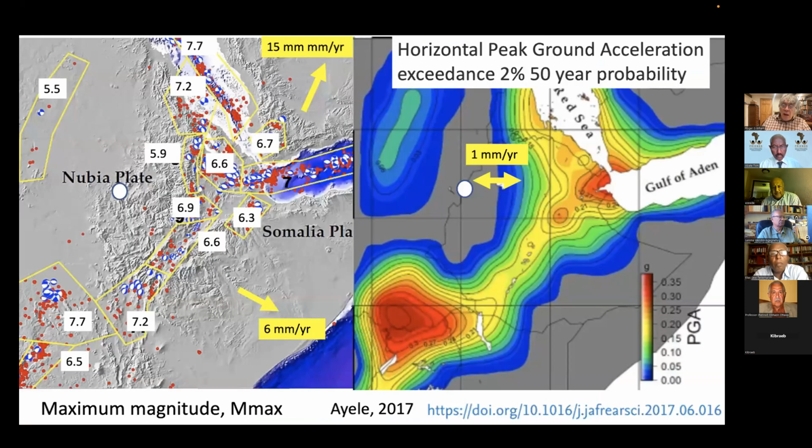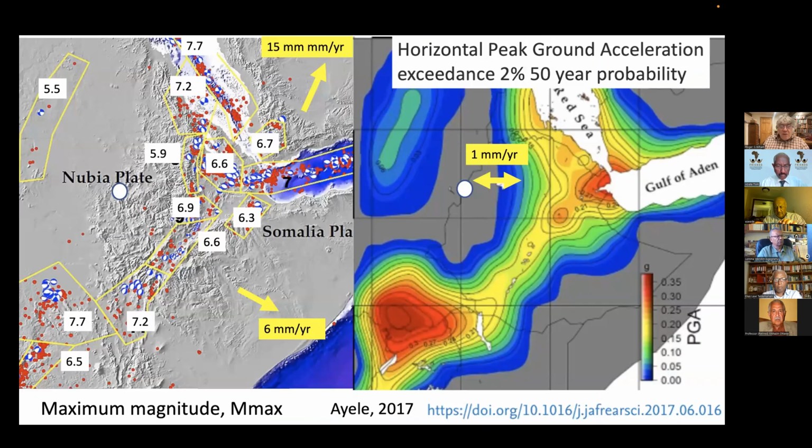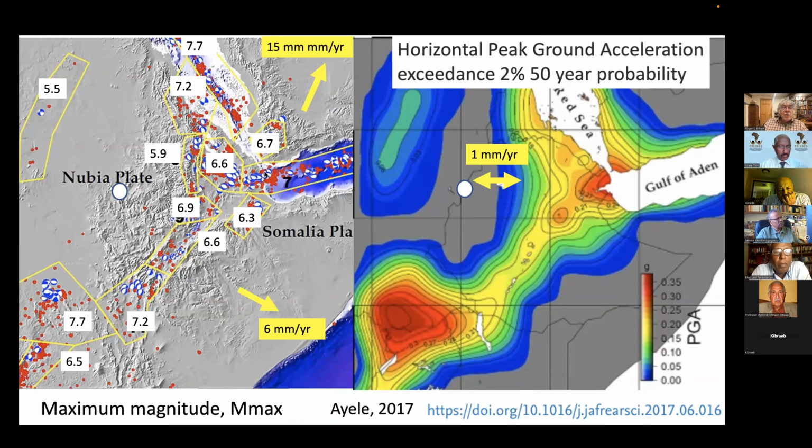So if you look at this wonderful seismicity study by Ayele in 2017, where he has partitioned the region into zones that he considered have similar earthquakes. In each of these yellow zones, he places a maximum credible earthquake, which we call M-max. And you can see these earthquakes vary from 7.2 down to, in the region of interest to us, 5.9.